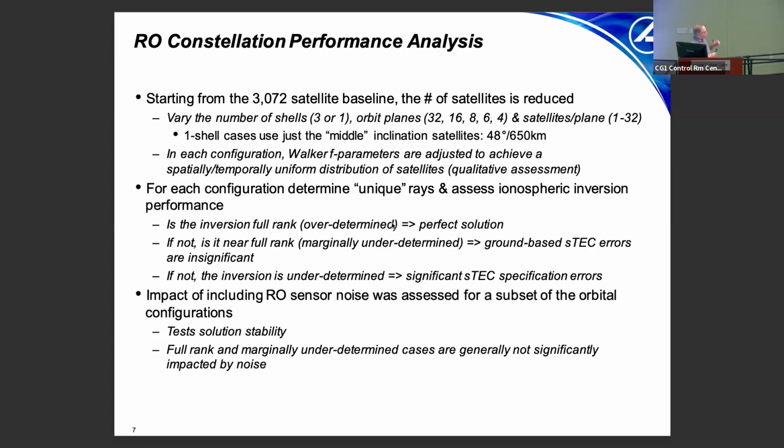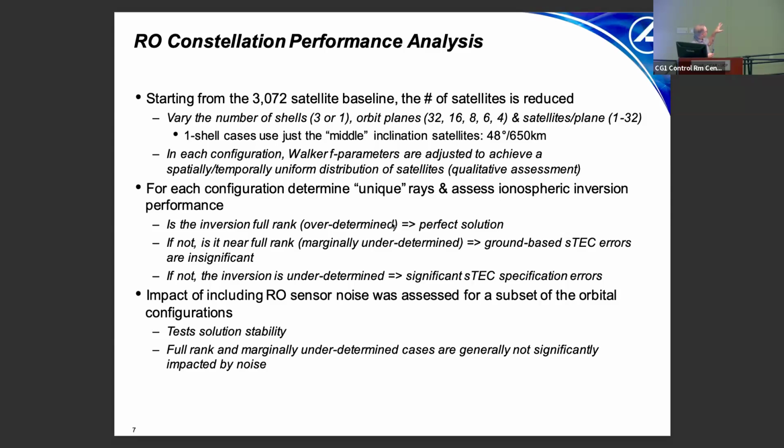So each time we do this inversion, again, this is a very large scale linear algebra problem, you have 3 cases. Either the inversion is full rank, which is basically overdetermined. You've got more than enough data to solve the problem, and you end up with a perfect solution. You're able to completely retrieve the ionosphere. Or maybe it's what we call near full rank, marginally underdetermined. Some of the voxels that you retrieve will have errors, but when you integrate through them, the TEC is really not very much impacted because it's just a few voxels that have errors. So that's the intermediate case. And then, of course, if the inversion is significantly underdetermined, then we get large TEC errors.